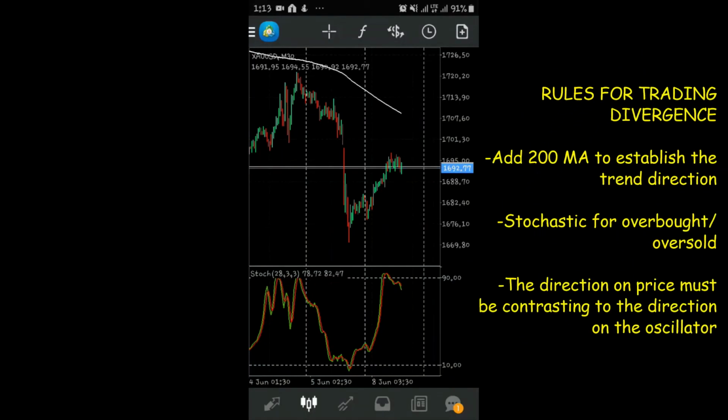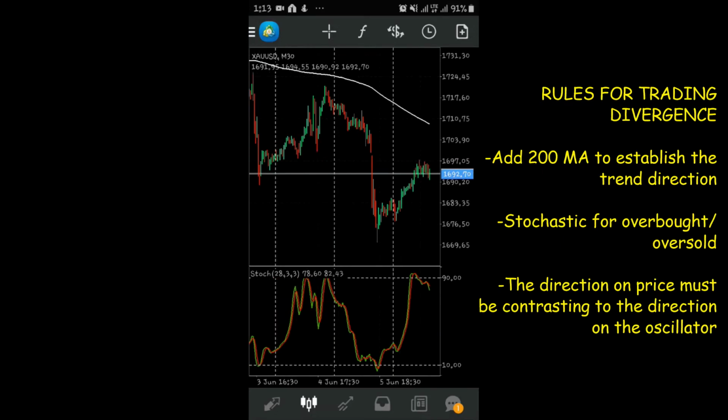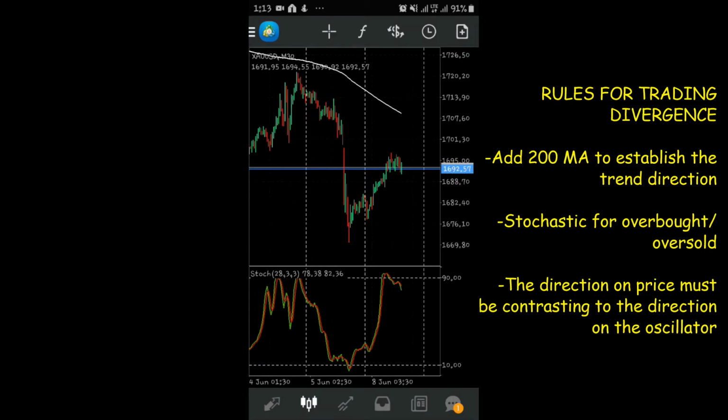And again today, I'll be taking us through hidden divergence on MT4 mobile, okay? And I'll be using gold as my case study. This is a live session, okay? And my hidden divergence will be hinged on three main things.